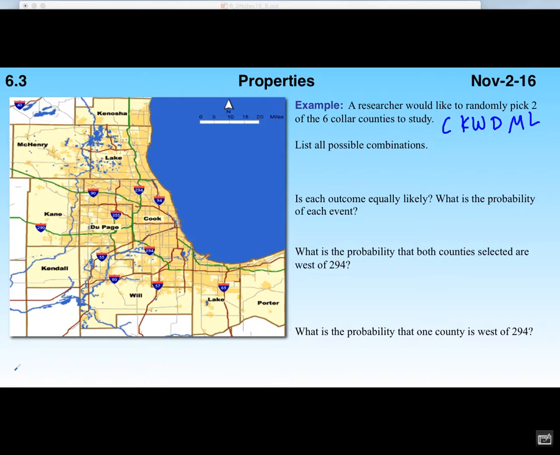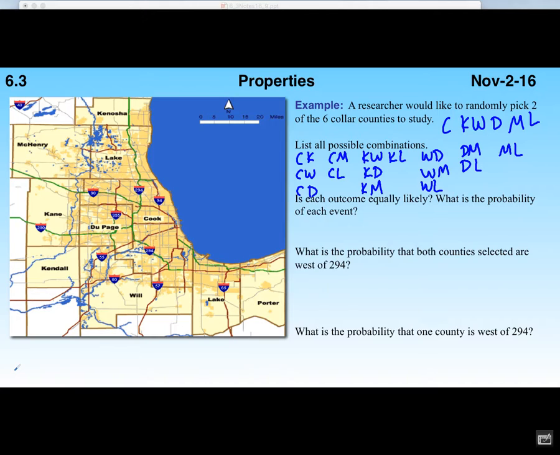So I'm randomly picking 2 of the 6 counties. List all of the possible combinations. In other words, list the sample space. Do that now. Order doesn't matter. So if I pick Cook and Kane, Kane and Cook, that's the same thing, so don't write them twice. Okay, I got 15 possible combinations. So you should have 15 also.